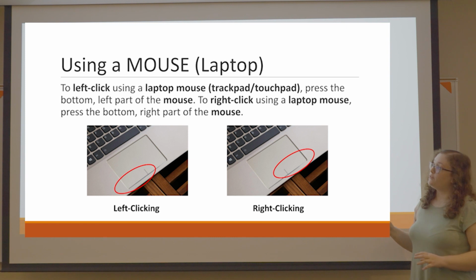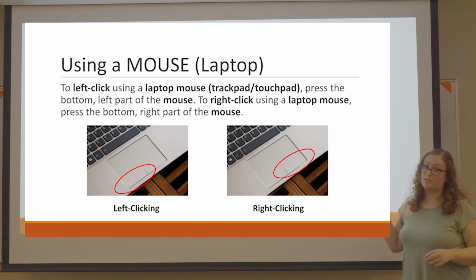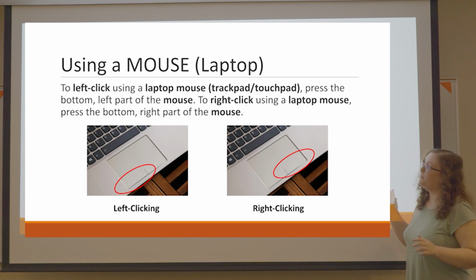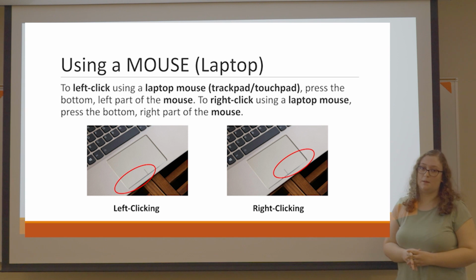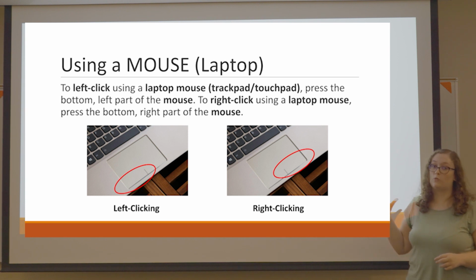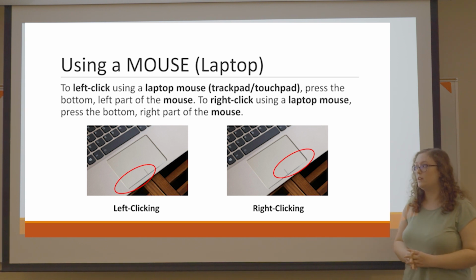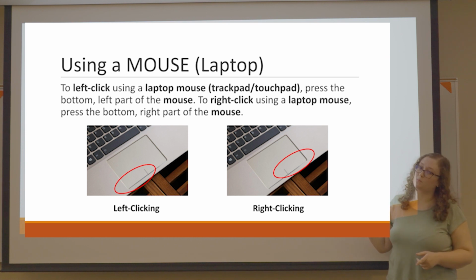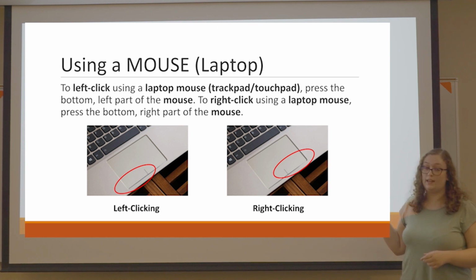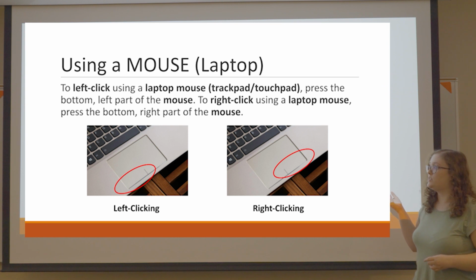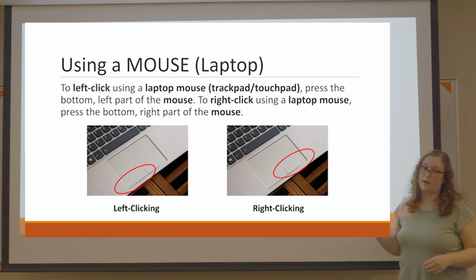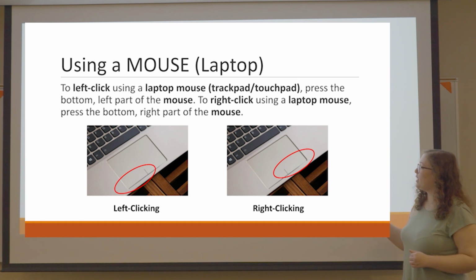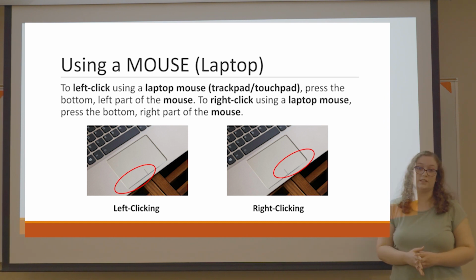So to left click using a laptop mouse or the trackpad or touchpad, you're going to press the bottom left portion of the mouse. And to right click using a laptop mouse, you're going to press the bottom right portion of your mouse. I will get into the differences between left click and right click a little later, but for now, in case you want to left click, you're just going to press down on the left side of your mouse on the bottom, and for right clicking, you'll press down on this right side here.